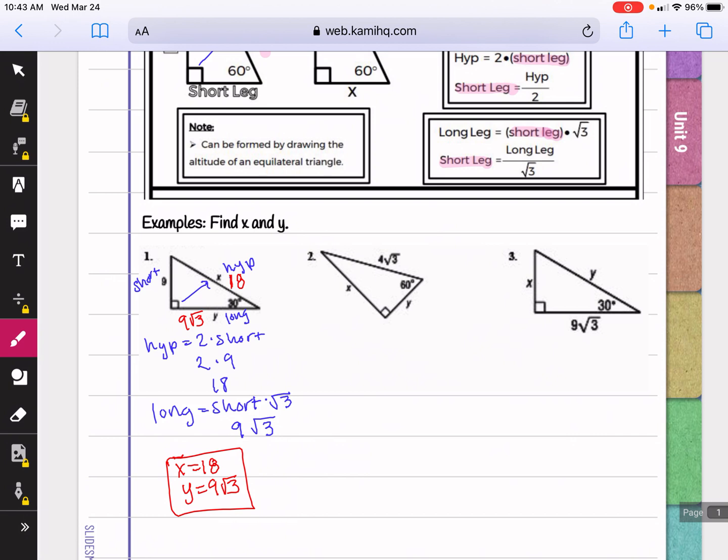In picture number 2, 4 root 3 would be our hypotenuse because it's directly across the 90-degree angle. So our other sides are our short and our long leg. We need to find the short leg before the long leg because there's no formula that connects the hypotenuse to the long leg. So we're going to do the formula for short leg. And since we know the hypotenuse, we're going to use the formula that has hypotenuse, which is hypotenuse divided by 2. So 4 root 3 divided by 2, or 2 root 3.